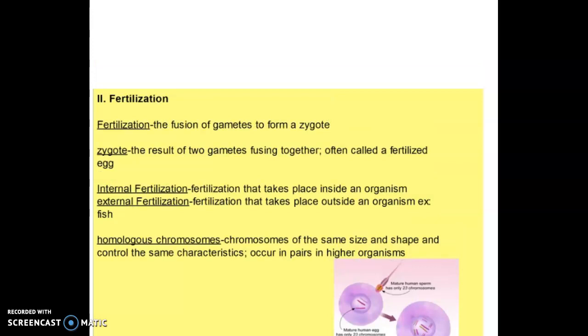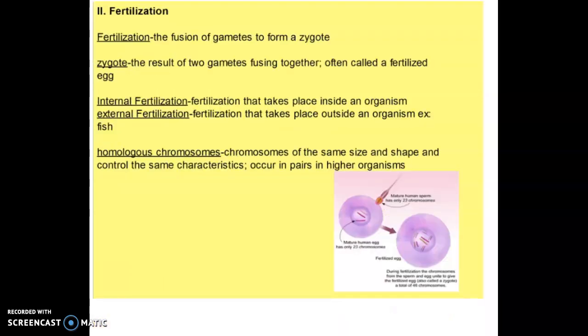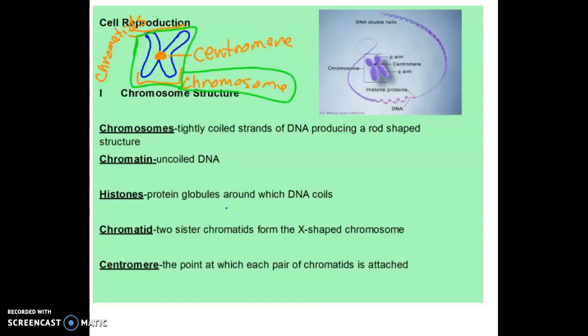And as we move through this unit, we need to talk a little bit about chromosomes, and we have to have an understanding of what chromosomes are. Chromosomes really are just tightly wound DNA. And homologous chromosomes are pairs of chromosomes. It actually makes more sense to talk about what a chromosome is first. So chromosomes are tightly coiled strands of DNA producing a rod-shaped structure.